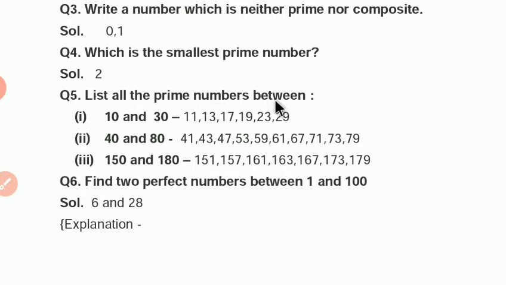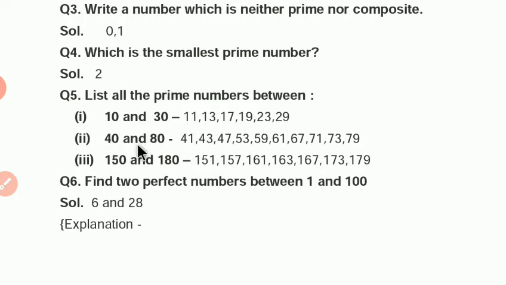Then question number 5. List all the prime numbers between 10 and 30. We have to write all the prime numbers which come between 10 and 30. So 10 is not a prime number. After that 11. 11 is a prime. Then 13, 17, 19, 23, 29. These are the numbers which have factors only 1 and itself.